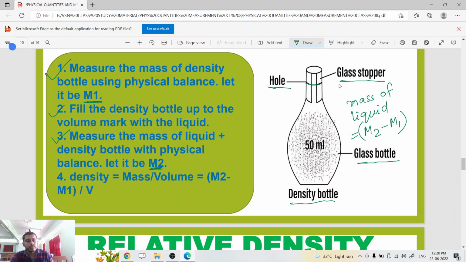So from the difference we can get the mass of the liquid, and we also know the volume of the liquid, because the volume given is 50 ml. Inside, only 50 ml of liquid is filled up to this mark. So we use the relation and get density is equal to m2 minus m1 divided by V. V means the volume of the density bottle. So with the help of this density bottle we can easily find the actual density of any type of liquid.